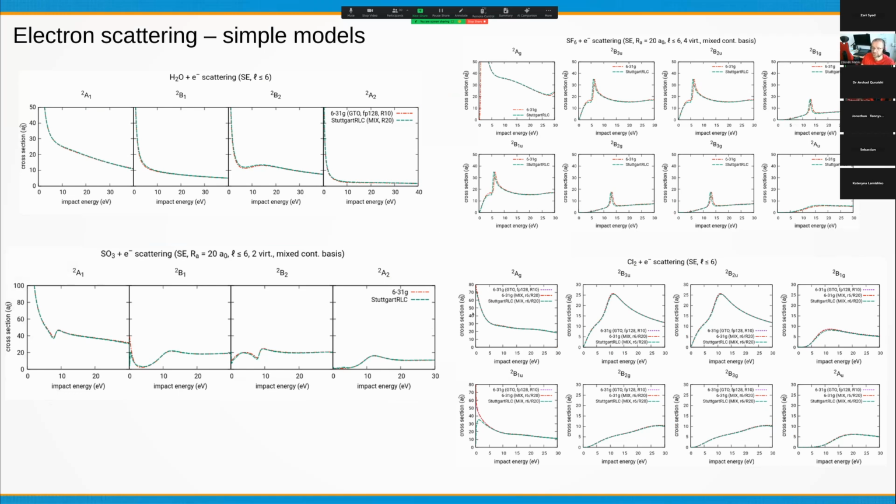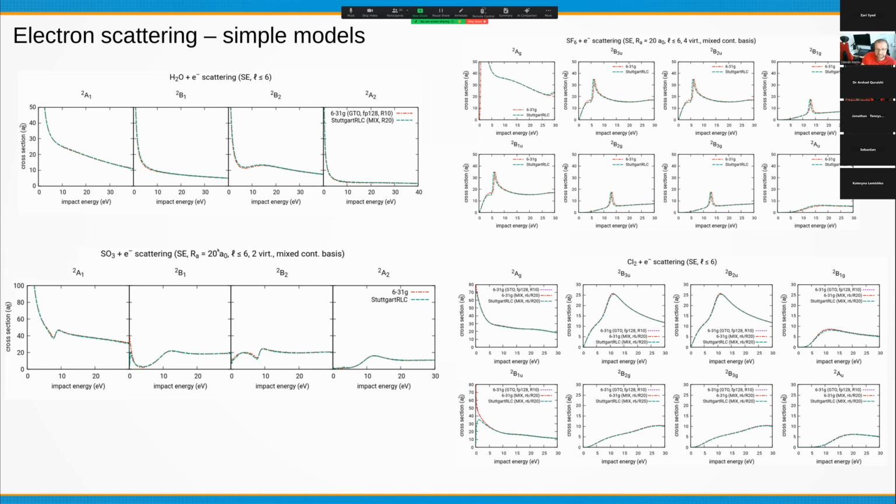So just to show you a few of our test results, how these ECPs perform. These are very simple models of electron collisions with some selected molecules. So these are simple triatomics such as water and SO3. And this is a comparison here between the all-electron calculation, which is the red curve here, and the calculation with effective core potentials. And you can see that the results are essentially identical, which means that we can obtain the same observable, but at a much reduced computational cost.